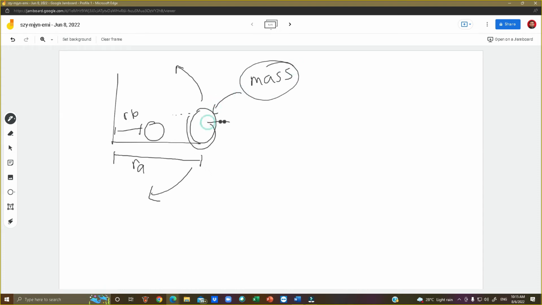So if we name this one as mass 1, this one as mass 2, so mass 1 is actually equal in term of magnitude with mass 2. However, since radius 1 or radius A is longer than radius B, you are going to feel that mass 1 is heavier than mass 2. Although benda ni sama dan berat dia sama.